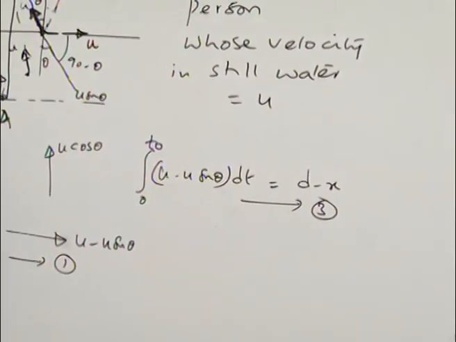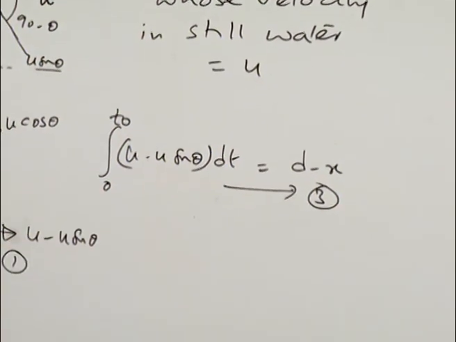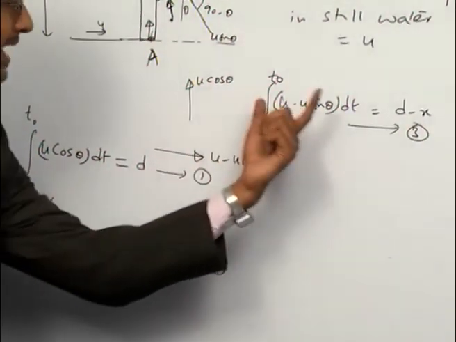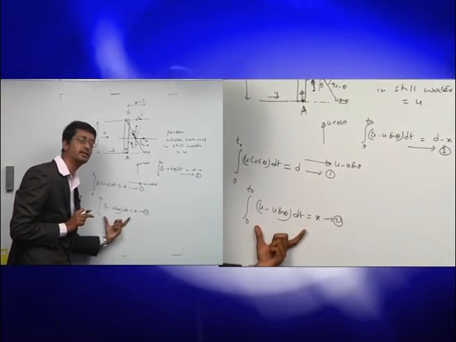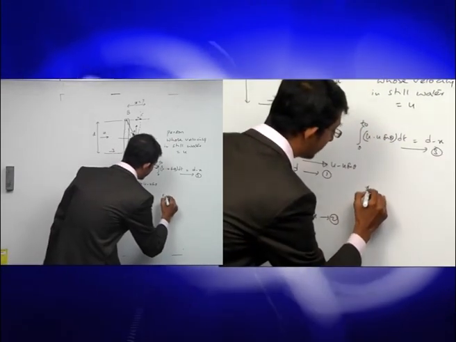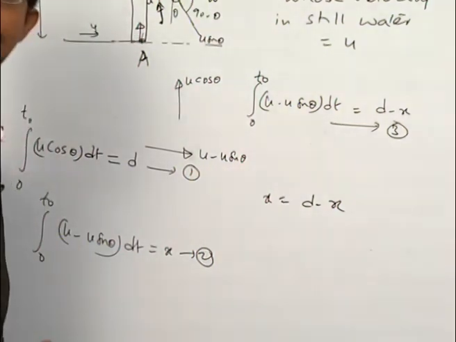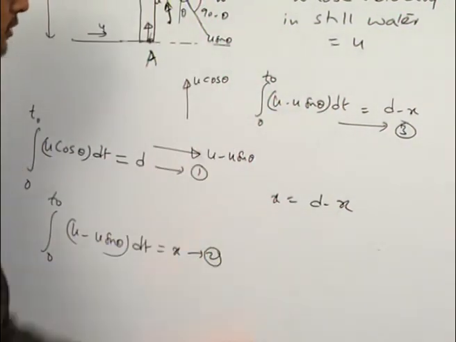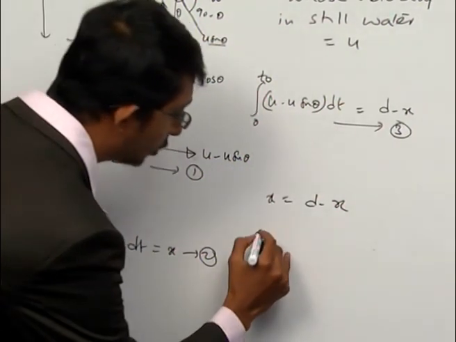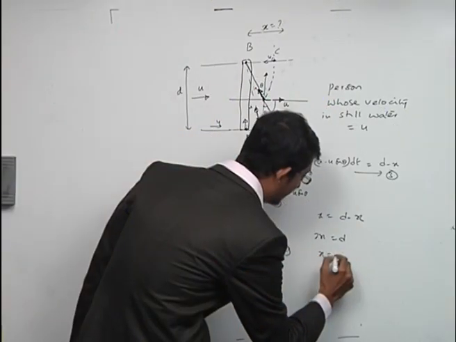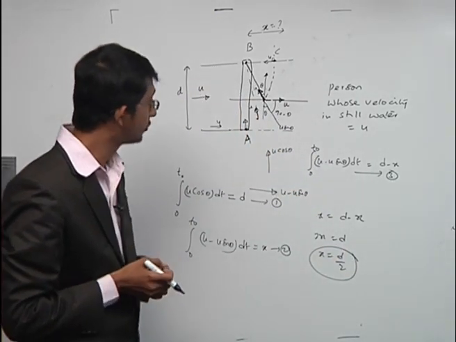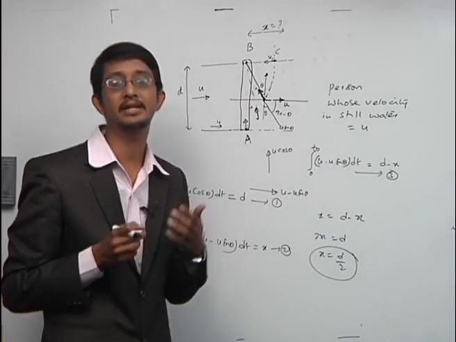Can you see that equations 2 and 3 are absolutely the same as regards the left-hand side? u minus u sin theta dt, u minus u sin theta dt. They are absolutely the same. So the right sides must be the same. So we must have x equal to d minus x. And without even solving these integrals, I am able to get the solution. Do you see from here? 2x is d, x is d by 2. It's a spectacular way. So in such problems, you don't solve integrals, you eliminate integrals.